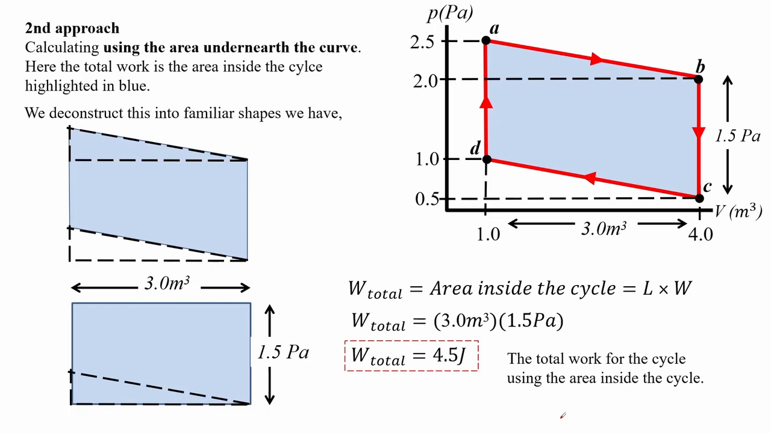Here we apply a second approach. We calculate the total work using the area underneath the curve. Here the total work is the area inside the cycle highlighted in blue. We deconstruct this into familiar shapes. We have a rectangle with a half triangle at the bottom and top. The half triangle at the bottom and the half triangle at the top are equal in area, so they cancel each other and we can move the top triangle to the bottom, forming a complete rectangle. Measuring the dimensions, we have a length of 1.5 pascals and a width of 3 meters cubed. So, the total work given in the equation here shows that it is 4.5 joules. Both approaches show the same value, which shows you can measure work using the area under the curve or inside the cycle.